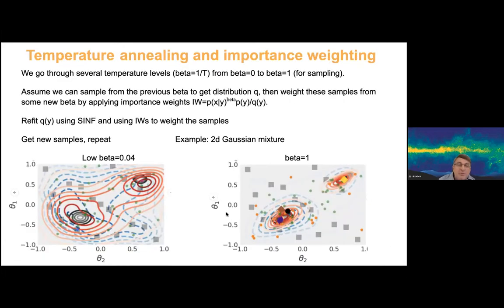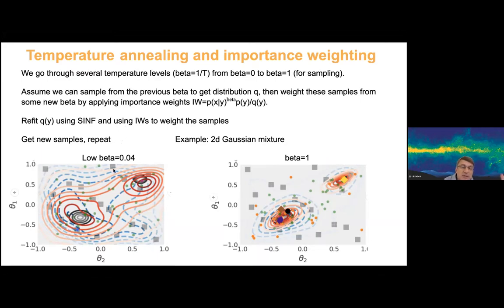So here's an example of how we do this using temperature annealing. We go through several temperature levels from beta of 0, so high temperature, to beta of 1. At every level, we fit a new SIMF normalizing flow to the existing samples. Then we reweight these samples by using importance weights, and we just keep doing this.